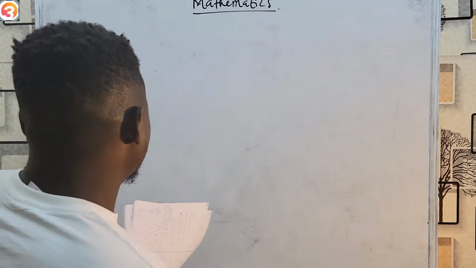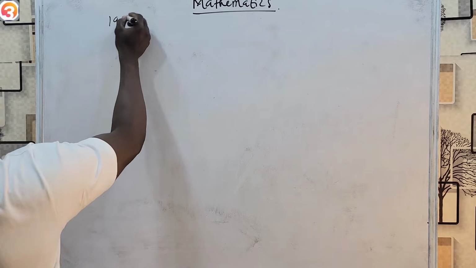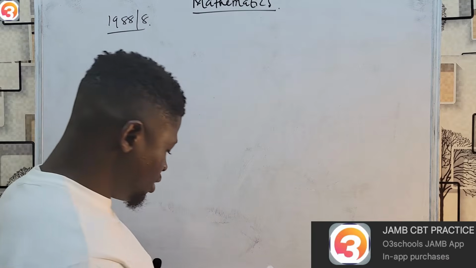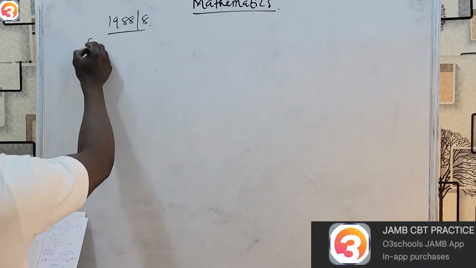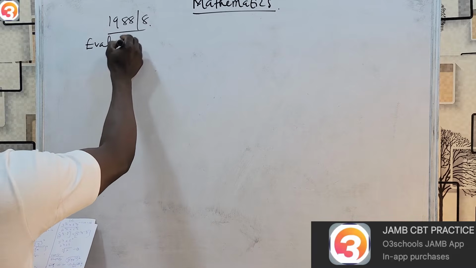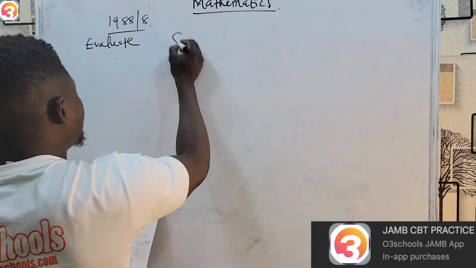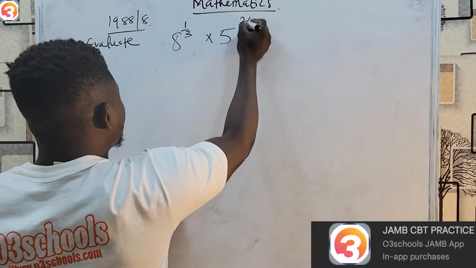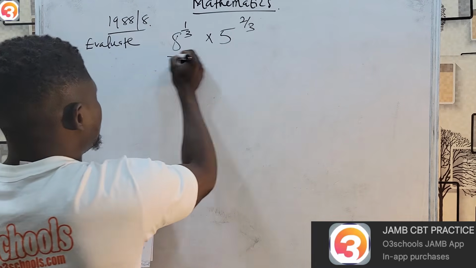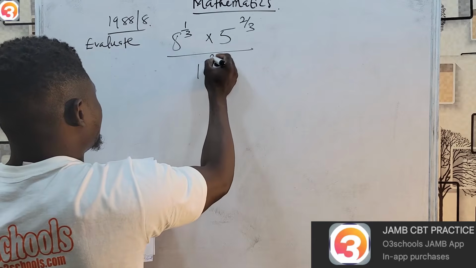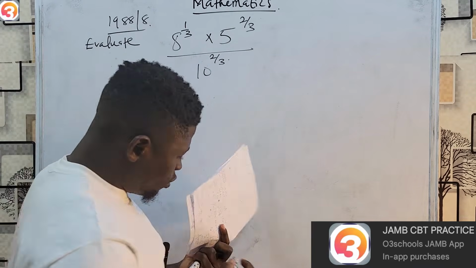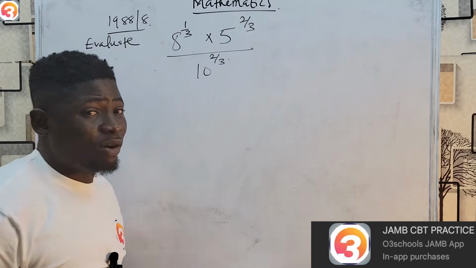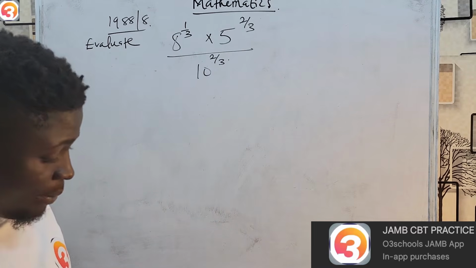It's a 1988 question, question number 8, a past JAMB question. All right, so they said evaluate: 8 raised to the power 1 over 3 times 5 raised to the power 2 over 3, all over 10 raised to the power 2 over 3. So you can see these are all having fractional powers.